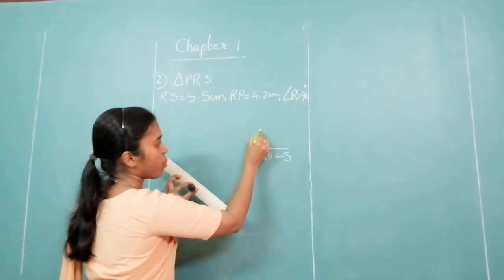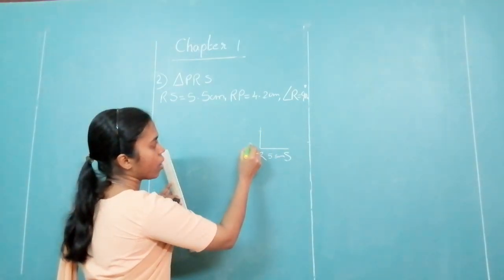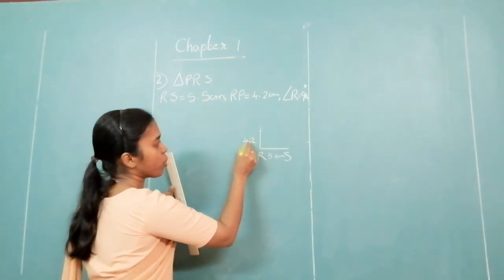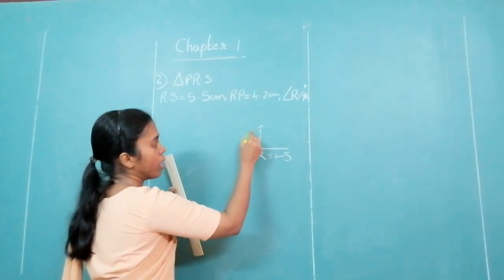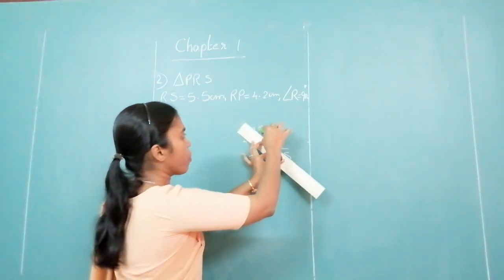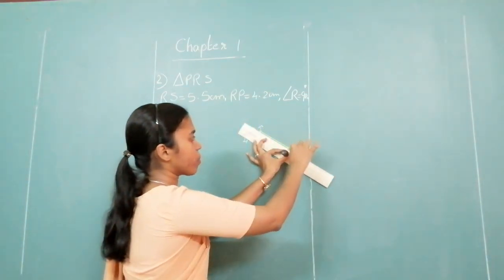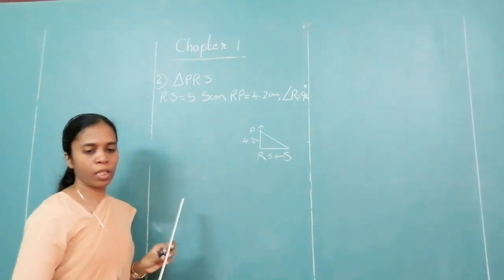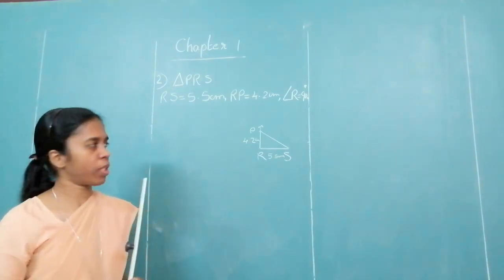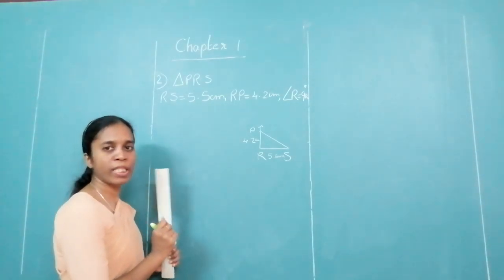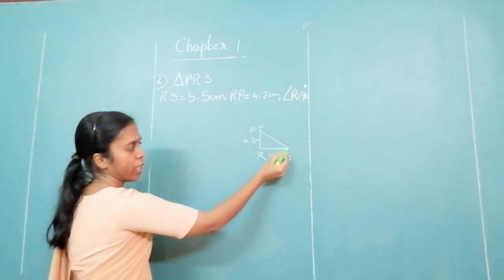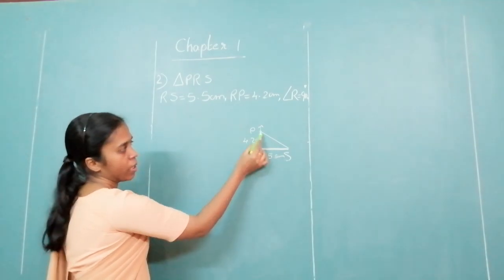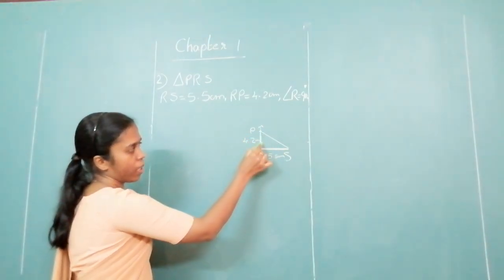So here somewhere your P is there. PR is 4.2, so you have to mark that 4.2 centimeter on this. That will be your P, and from there you join this. This is how your triangle is going to be. Now you look at it. Which sides are given to you? Which angle is given to you? This side is given, this side is given, and angle R.